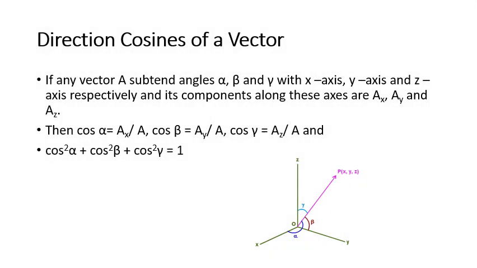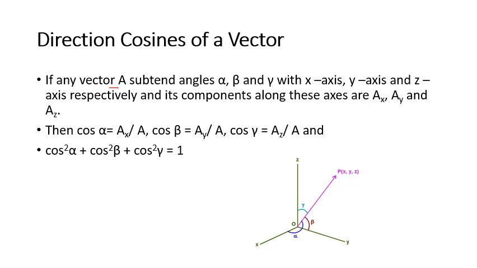Friends, now we'll see direction cosines of a vector. As we saw in the previous slide, how we divided vector A into three rectangular components, that is nothing but resolution of a vector, isn't it? So in the same manner, we are going to divide vector A into three components. This is called resolution of a space vector.